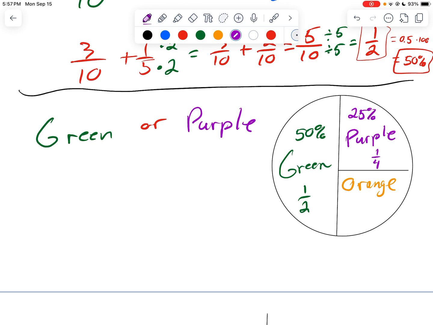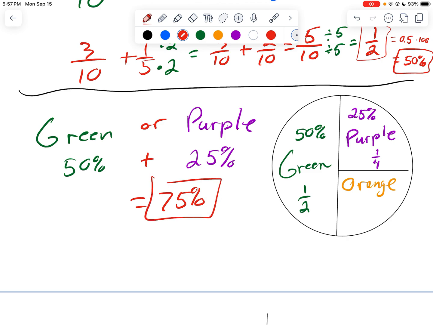Now, like I said earlier, I don't know if they'd rather you do these in percentages or fractions. So once again, we'll show both. The easy one on this one is probably to go ahead and do percentages, because if you know it's 50% for the green and it is 25% for the purple, well, in order to figure out green or purple, add those together to give us the 75%. So if it was a percentage, that's how we'd want to go about handling it.